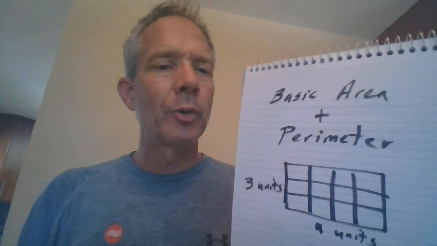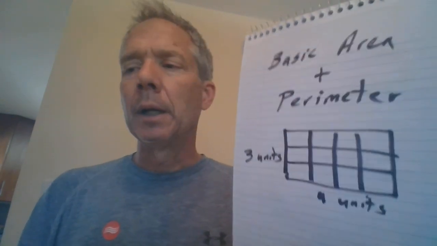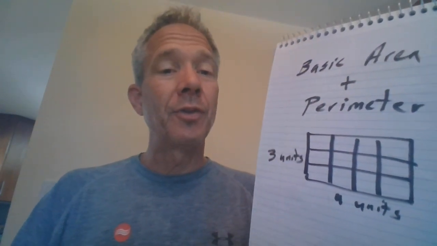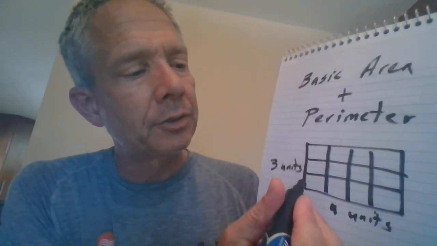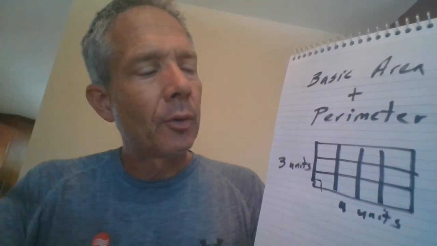Hi, we're going to do a very quick basic area and perimeter tutorial. I'm going to go pretty quickly because hopefully most of this you know already. So if we've got, this is supposed to be a rectangle. Ideally I should have a right angle in one of the corners for you to know that.